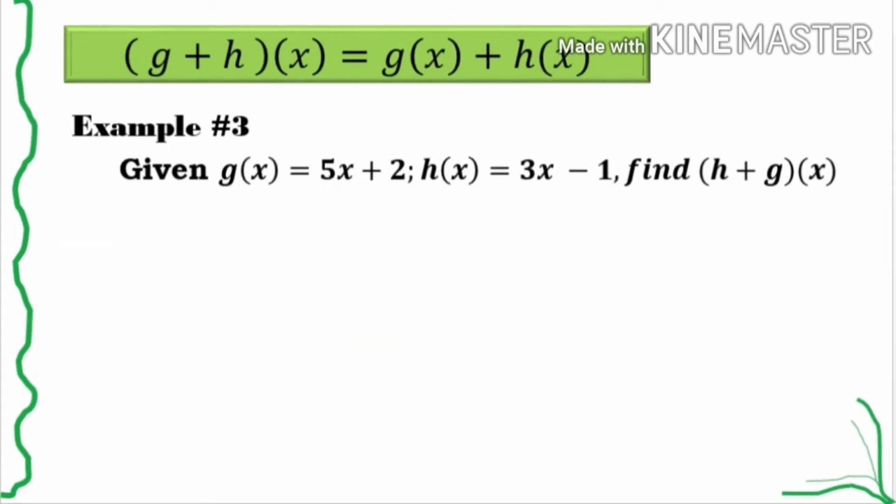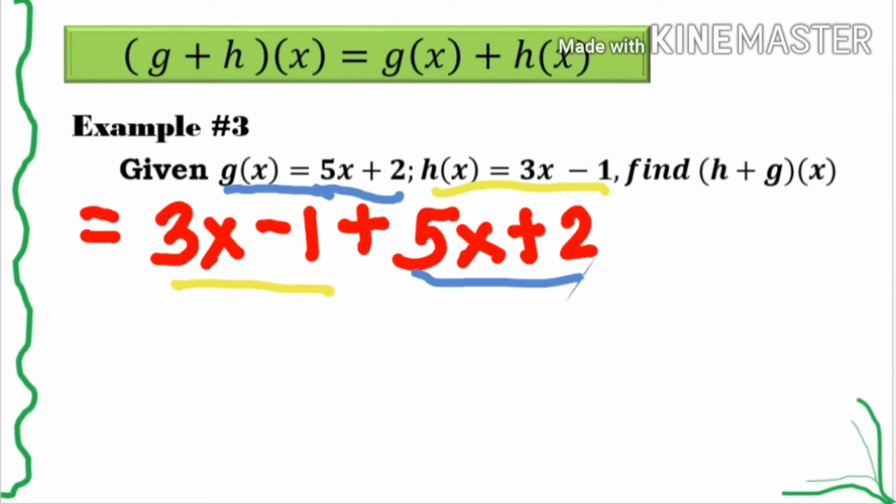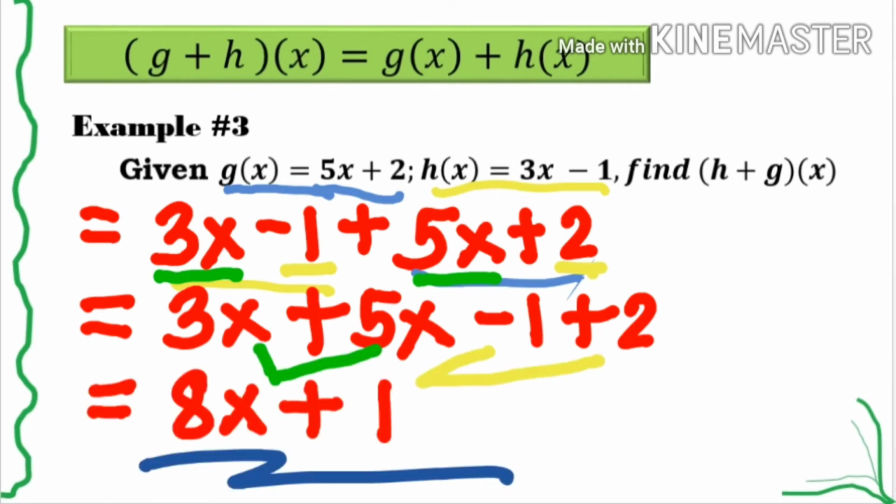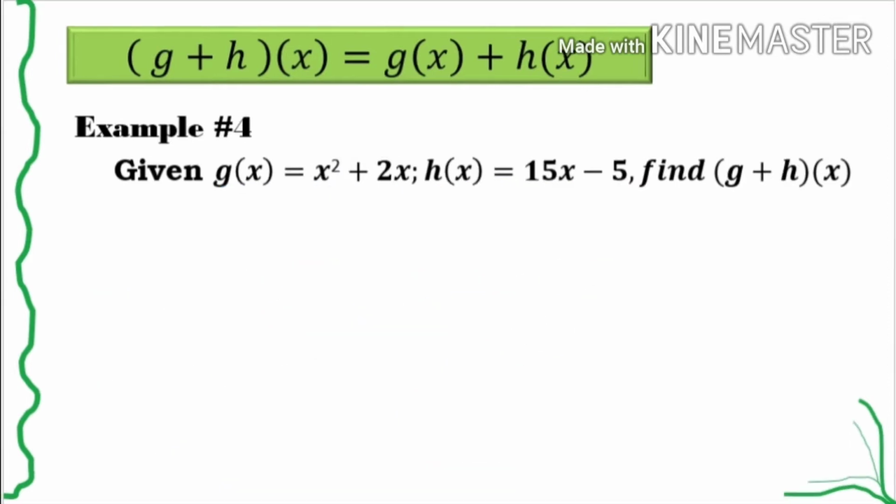Example number 3, given g of x equals 5x plus 2, h of x equals 3x minus 1, find h plus g of x. Substitute the given to the formula, and then combine like terms. 3x plus 5x equals 8x, and then negative 1 plus 2 equals positive 1. So our answer is 8x plus 1.